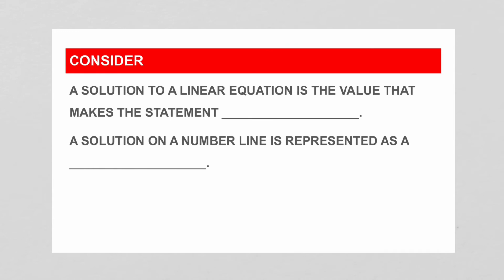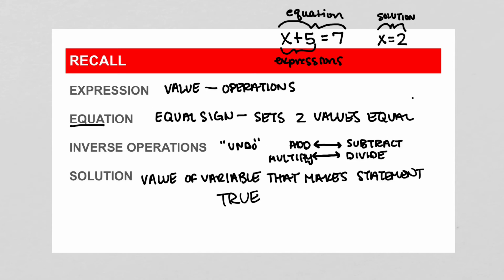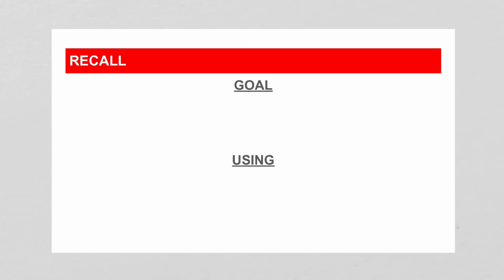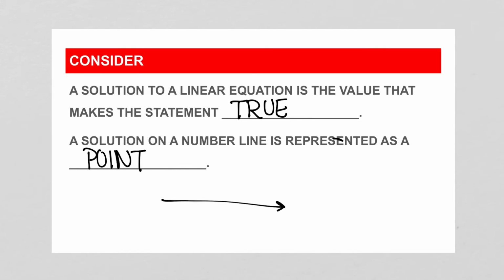So let's consider. A solution to a linear equation is the value that makes the statement true. We just reminded ourselves of that. So the solution on the number line is going to be represented as a point. Let's say x is 2. If x is 2, I know that the only thing that makes that true is where x is 2. So what would that look like? If I had a number line that said -1, 0, 1, 2, I would put a point on 2 and say, that is my solution.